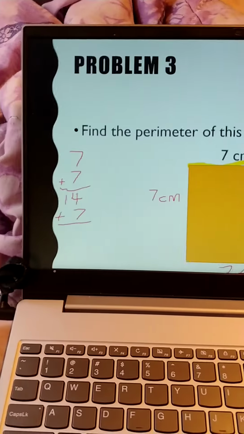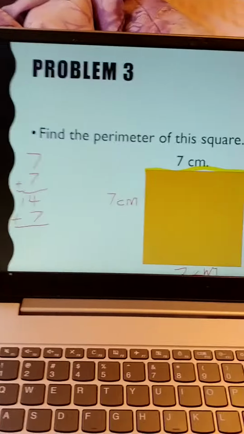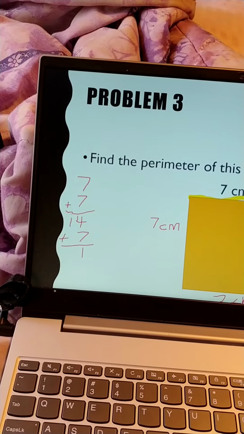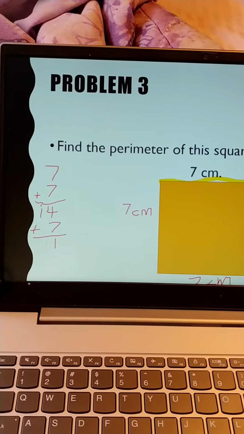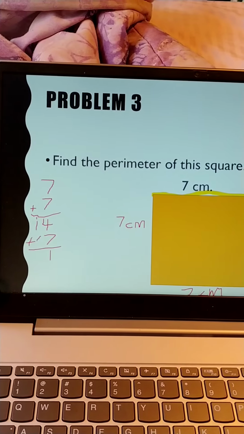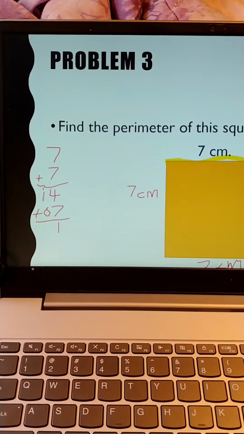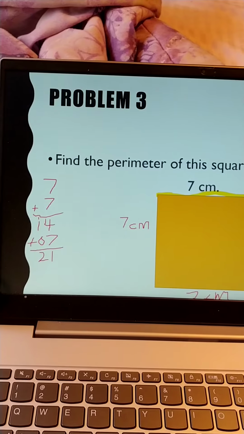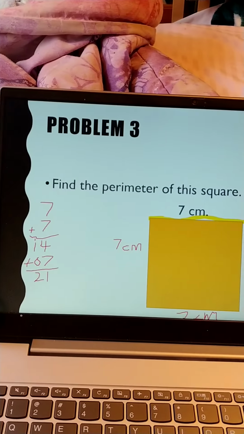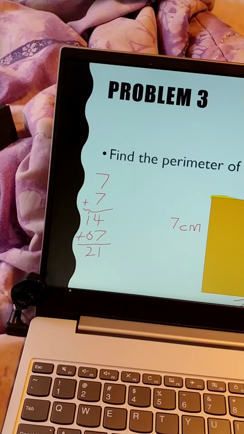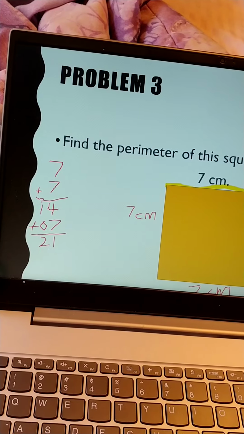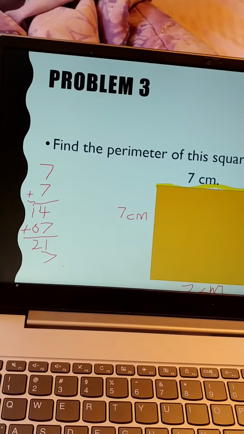So we go to the ones first. 4 plus 7 is going to give us 11. So we hold the place for the 1 and then regroup the 1 to the tens. And remember, when there's nothing there, we always assume that's a 0. So 1 plus 0 is 1, plus 1 more is 2. So far we have 21, so we can cross off that other 7 right there, and then we have one more 7 to add. So now we're going to do 21 plus 7.